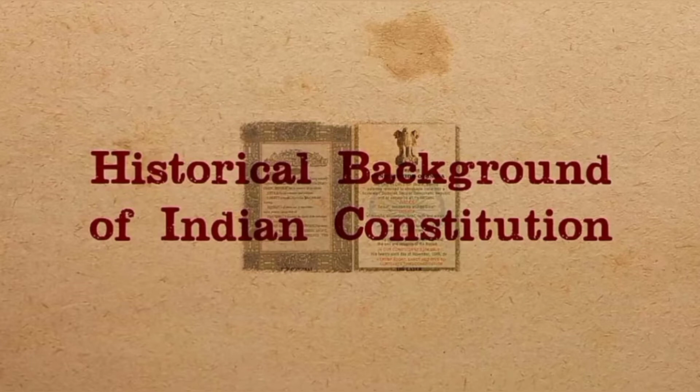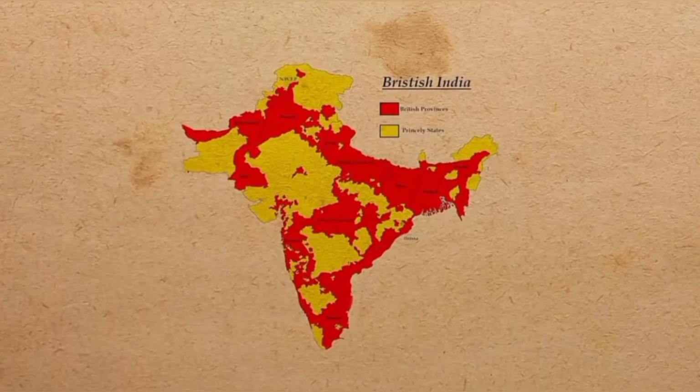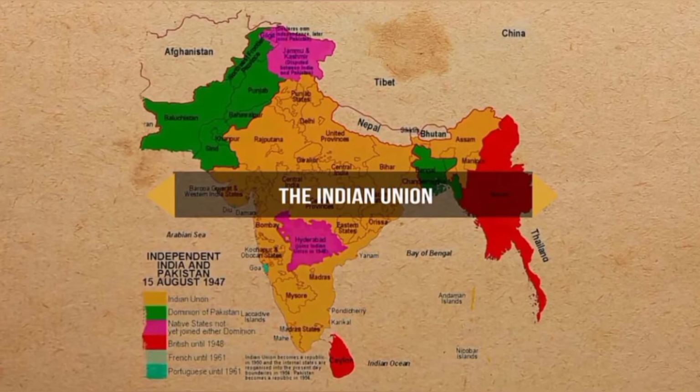Welcome to all. In this video we are going to see the historical background of the Indian Constitution. Let's start. Before independence, India was divided into two main entities: British India, which consisted of 11 provinces, and the princely states ruled by the Indian princes under the subsidiary alliance policy. The two entities emerged together to form the Indian Union.